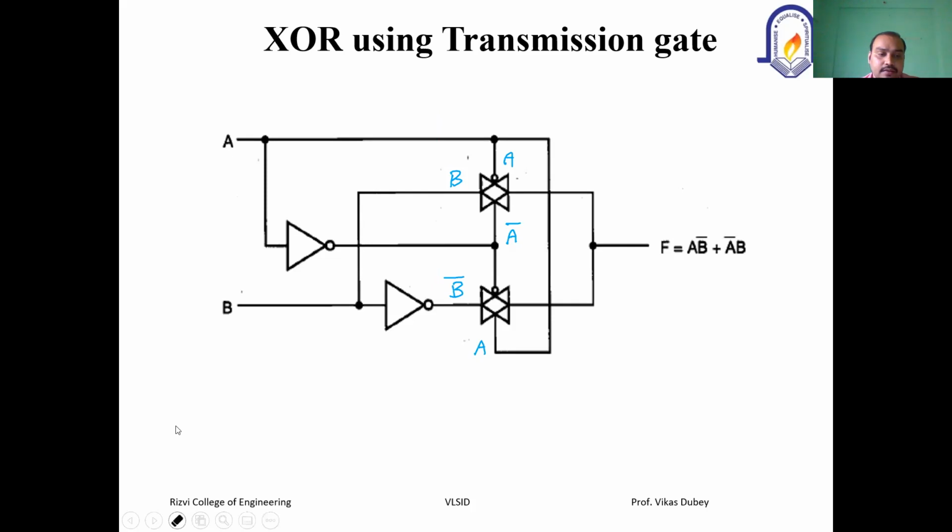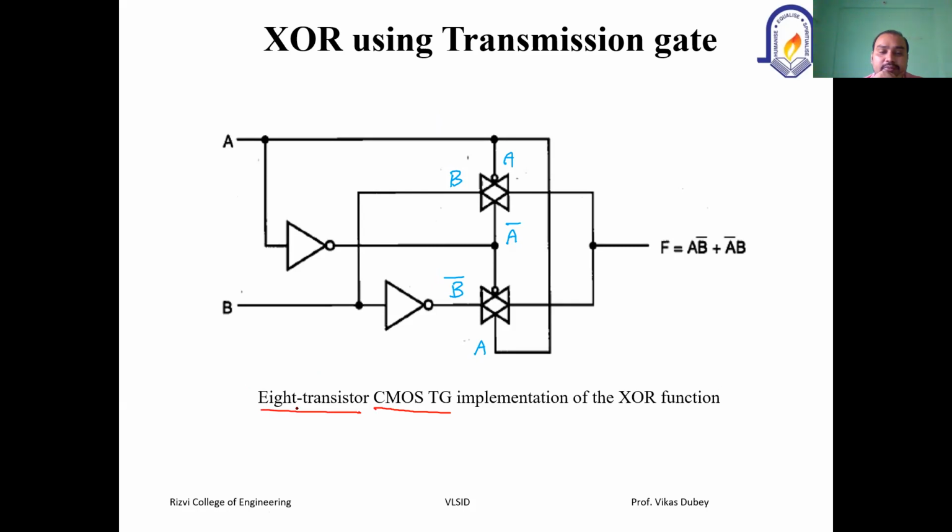Now we can implement the 4:1 multiplexer also. That is also there in the syllabus. So we have to do that. Now how many transistors will be required in here? If I use CMOS, they are saying 8 transistors. Can anyone tell me fast how it is 8 transistors? 8 transistor CMOS transmission gate implementation for the XOR function. So can you just let me know why it is 8 transistors? Here you have 8 transistors utilized.